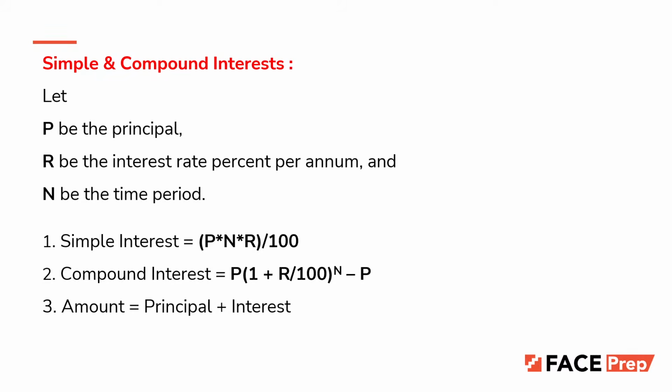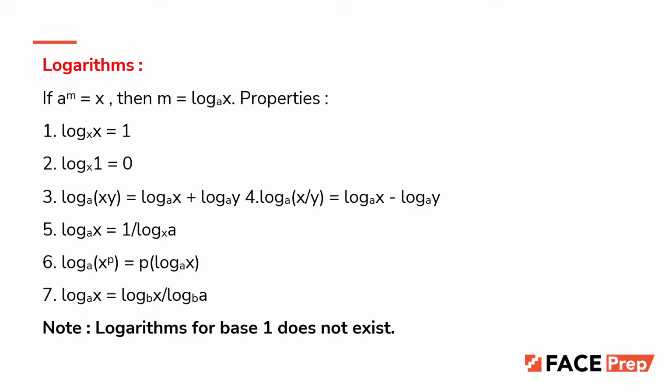For simple interest, we know the formula as PNR by 100. And for compound interest, P into (1 plus R by 100) to the power n, minus P. And the amount is principal plus interest. And then they have given you a few formulas for logarithms. So log A to the base A is 1, and log 1 to the base of x is equal to 0.